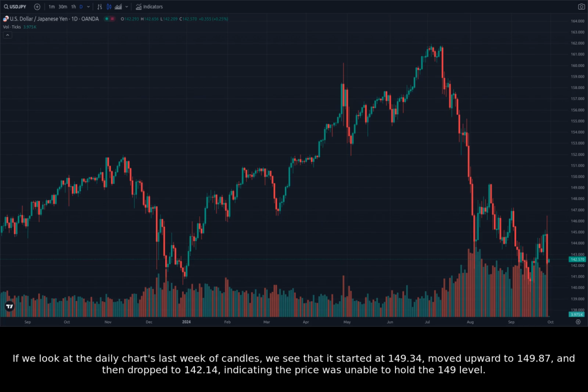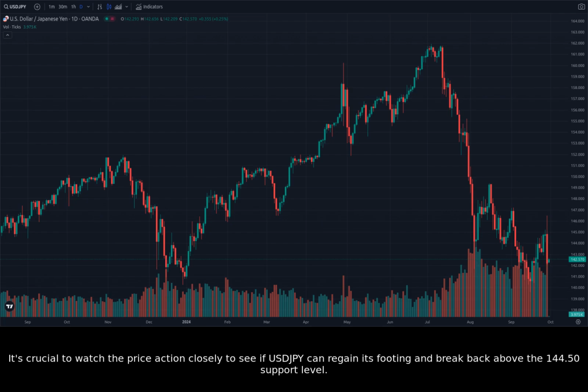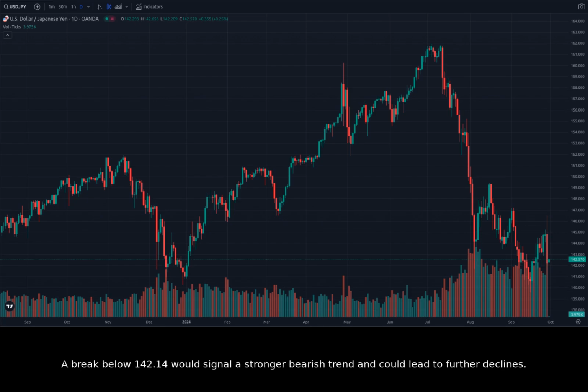If we look at the daily chart's candles last week, we see that it started at 149.34, moved upward to 149.87, and then dropped to 142.14, indicating the price was unable to hold the 149 level. This suggests that the bulls may be losing momentum and the bears may be taking control. It's crucial to watch the price action closely to see if USDJPY can regain its footing and break back above the 144.50 support level. A break below 142.14 would signal a stronger bearish trend and could lead to further declines.